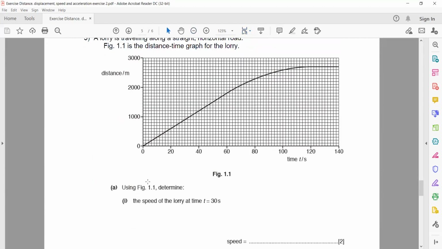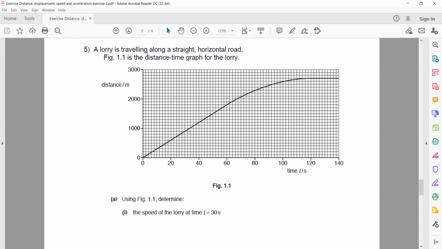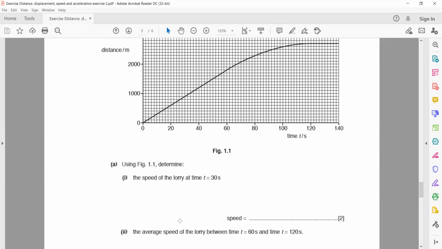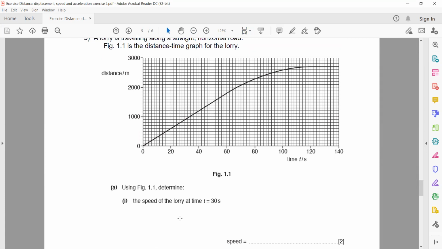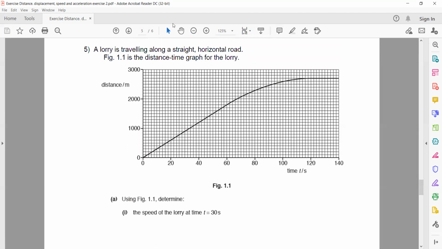In question 5, a lorry is traveling along a straight horizontal road. Figure 1.1 is a distance time graph for the lorry or a truck. Using figure 1.1, determine the speed when time is equal to 30. So when time is equal to 30, basically again a similar question. The speed of the lorry is constant in this part. It does not change till this point. So the speed from 0 to about 70 second remains the same as it is a straight line.